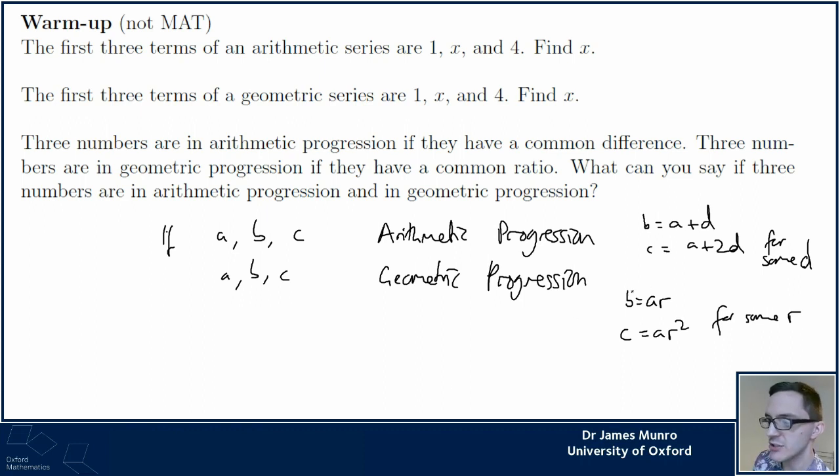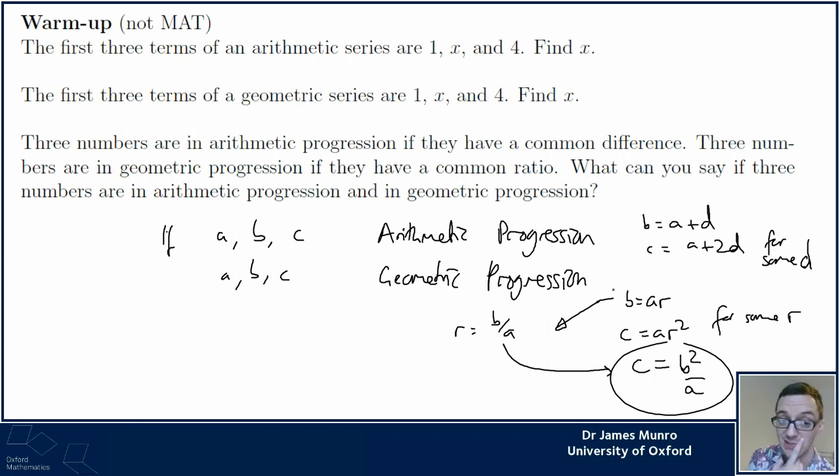So we could use this to work out R. This first equation says that R is B over A. That's quite interesting, because then when I plug that in over here, I get that C is B squared over A. So that's a relationship that must hold between A, B and C. Whereas over here, I can rearrange this one to say A plus C equals 2B. So I've got these 2 different relationships that must hold between A, B and C.